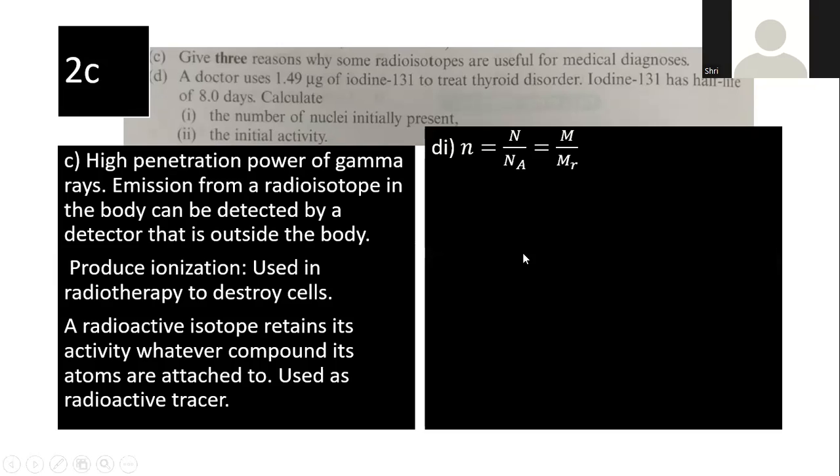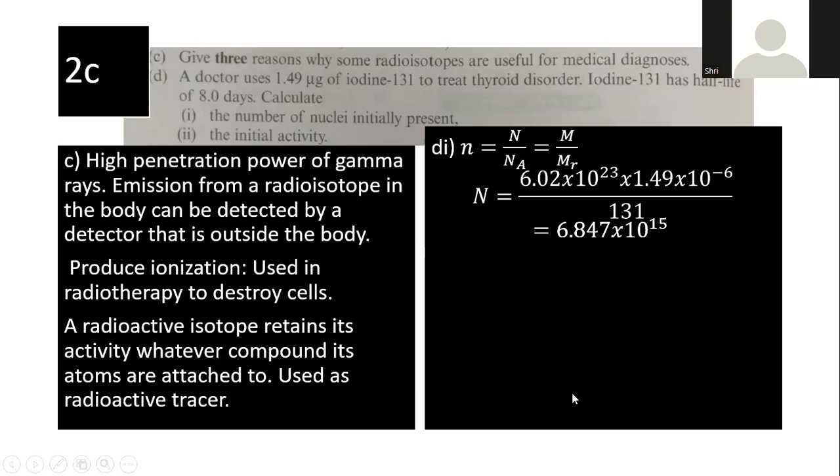You want to calculate the number? Use this: number of moles equals number of atoms divided by Avogadro's number, or mass of the substance divided by molecular mass of the substance. That's your Avogadro's number. Take it across there. That's the number present initially. And then this one, the molecular mass. Okay, that's how you calculate.